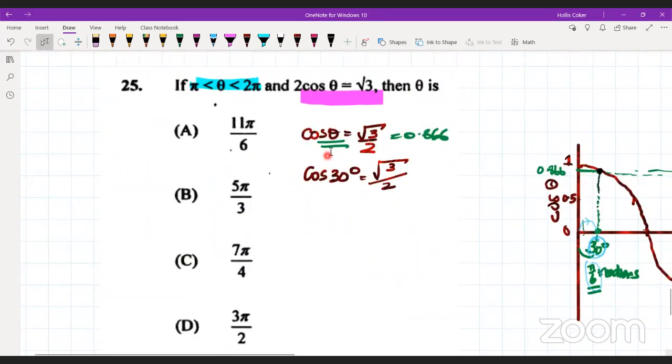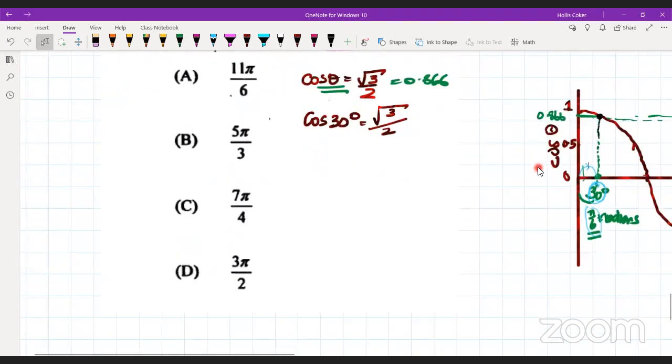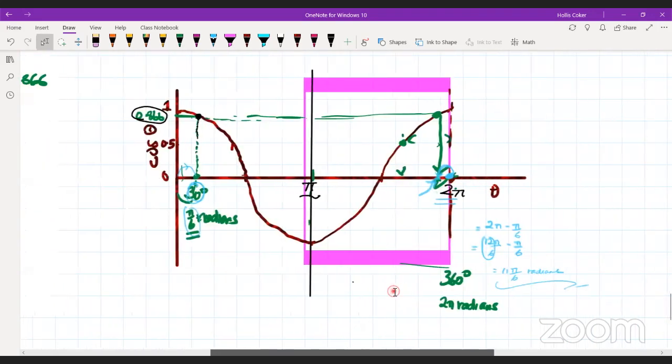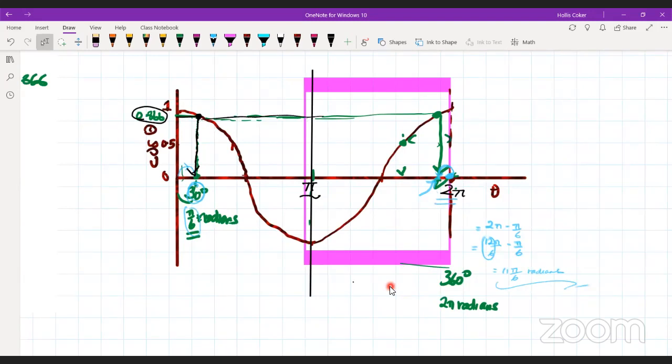All right, it told us that the cosine of the angle must be 0.866, root 3 over 2. This value here is root 3 over 2. So when I come across to read the graph to find out what angles have that cosine, there'll be two angles between 0 and 360 that have that cosine. This first value here, and I continue across on the line, another value here. That makes sense? Yeah. Those two angles have the same cosine, 0.866.